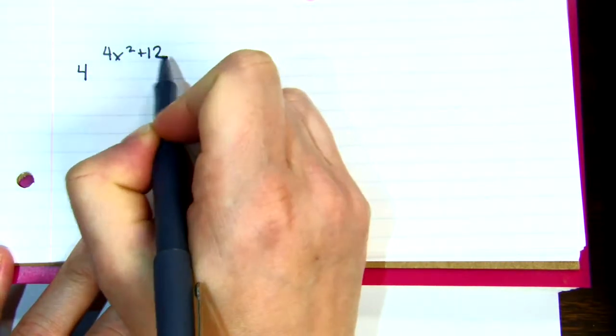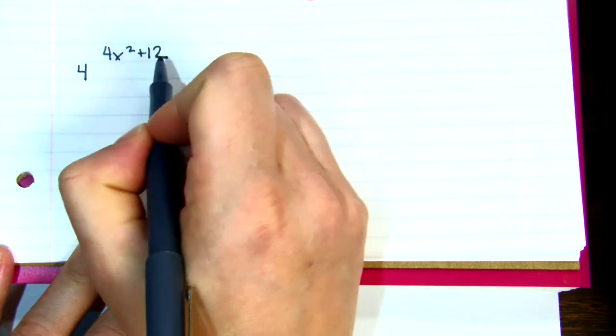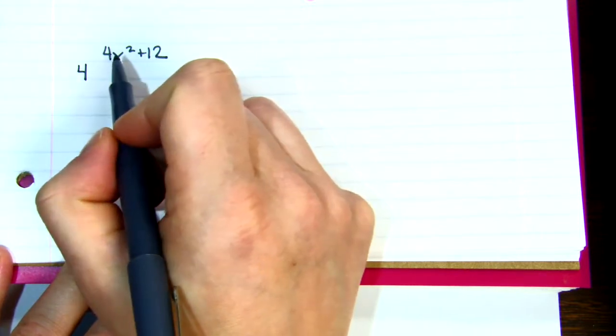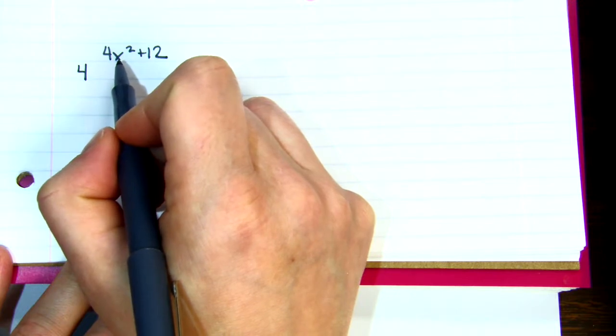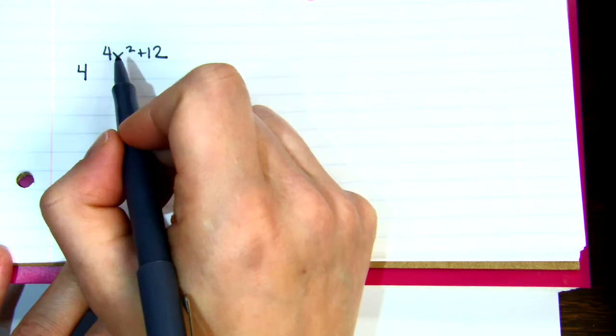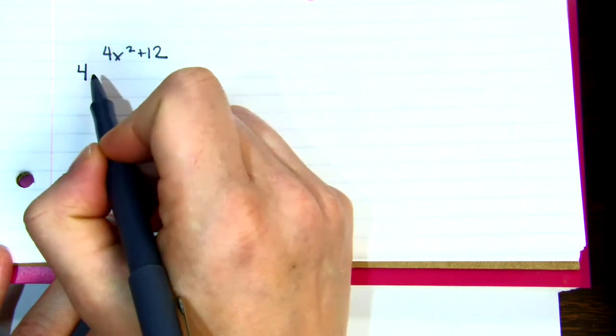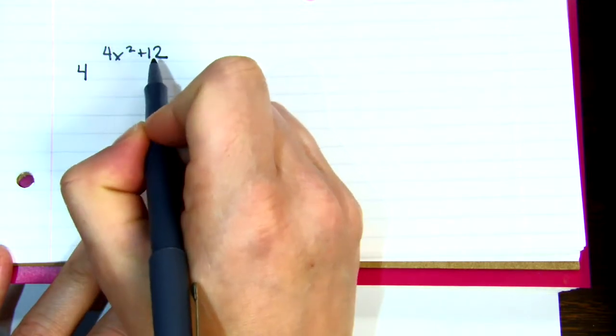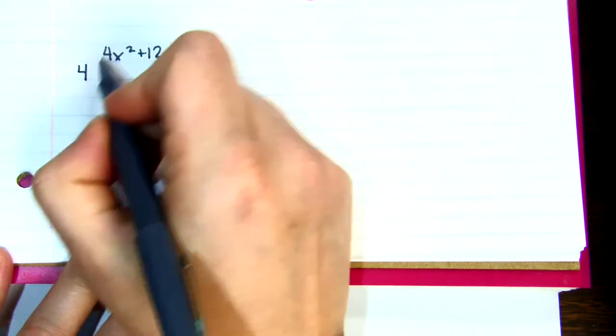So I looked at the numbers, or the coefficients, in this case that's a constant, and I found the greatest common factor for those. Then I need to look at the variables. We have an x squared. This guy doesn't have a variable, so they don't have a variable in common, which means my greatest common factor of these two terms is just 4.